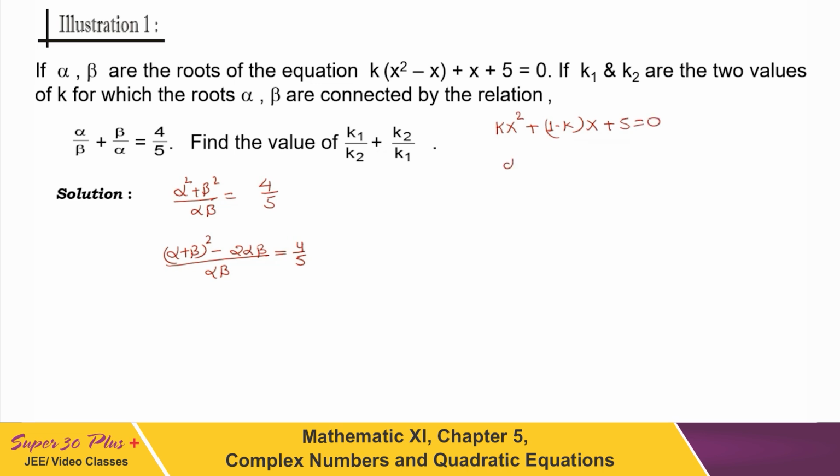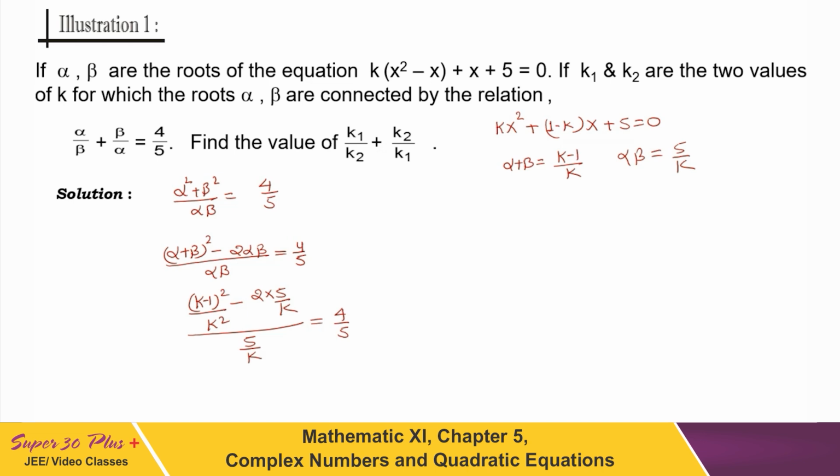Sum of roots means alpha plus beta is equal to minus b upon a. It will be k minus 1 upon k, and the product of the roots is 5 upon k. Now substitute the value of sum and product here. It will become k minus 1 whole square upon k square minus 2 alpha beta, it is 5 upon k, whole upon 5 upon k is equal to 4 upon 5.